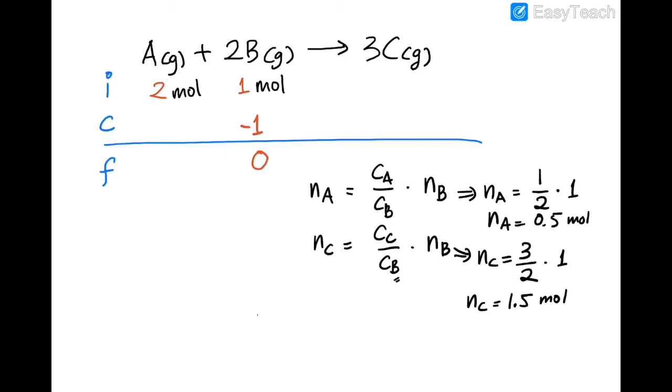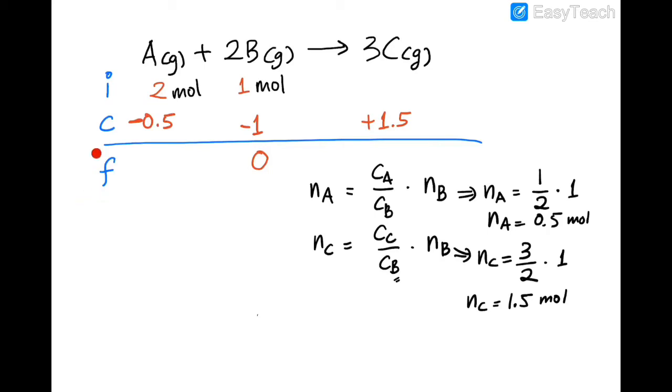Okay. Therefore, let's write it down here. We have in the change state the mole of A, 0.5, and the mole of C, 1.5. The reactant is going to decrease, so we have to put a minus on A, while for products, it's going to increase, so we can put a plus here, or you can also not put any sign, we assume that it is increasing.